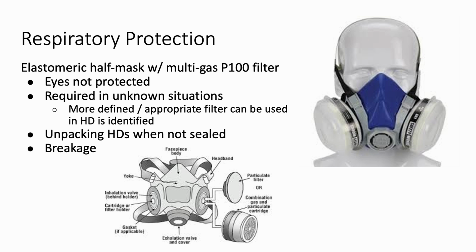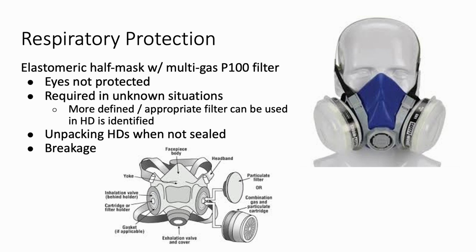For respiratory protection against gases, we're going to use something like this. This is an elastomeric half mask with a multi-gas P100 filter. The P100 filter is more of a catch-all filter for an unknown situation. If you have a known situation, you can actually switch out this filter for a more specific filter for the situation. But again, for those unknown situations, this P100 filter should be used. Now note that this half mask does not provide eye protection.